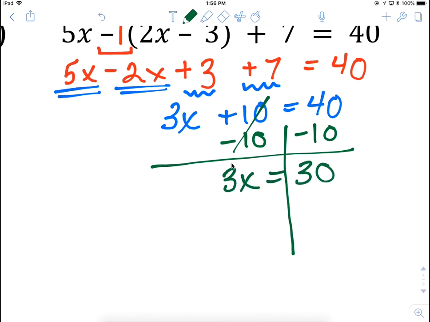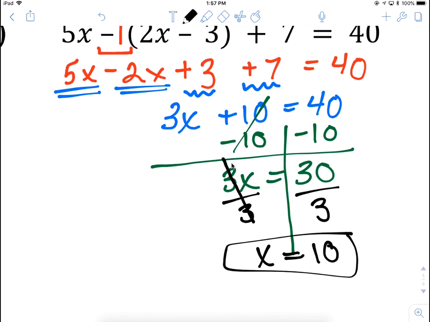We have one more step in order to make sure we get our answer all the way done. How do I get rid of the 3? Well, it's multiplying, so I need to divide. And what I do to one side, I have to do to the other. Those 3's are going to cancel out. 3 divided by 3 makes 1, so I have just 1x. 30 divided by 3, we get lucky, it's a whole number. X is our 10.